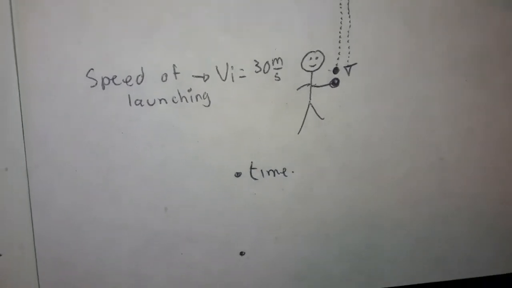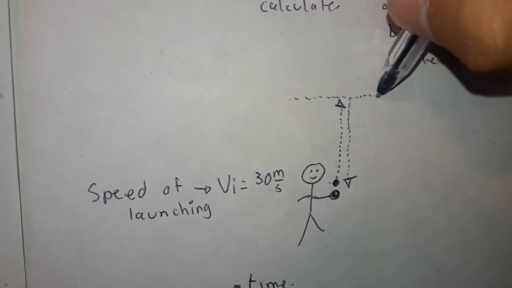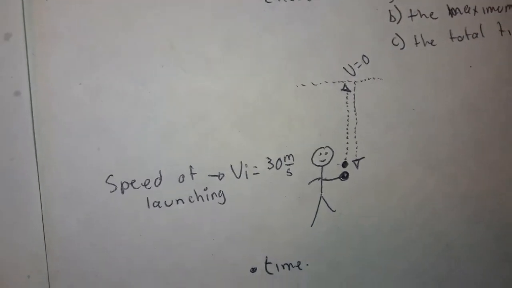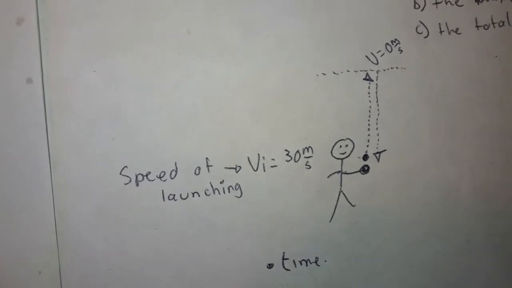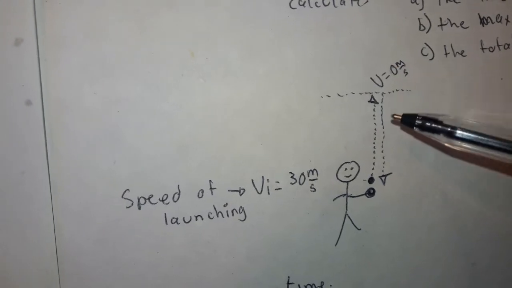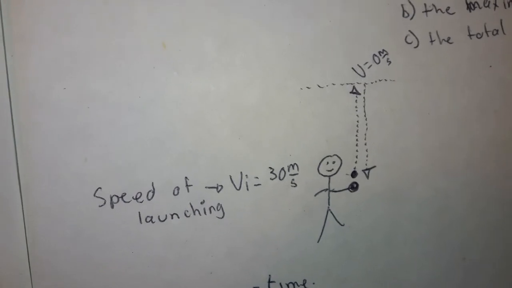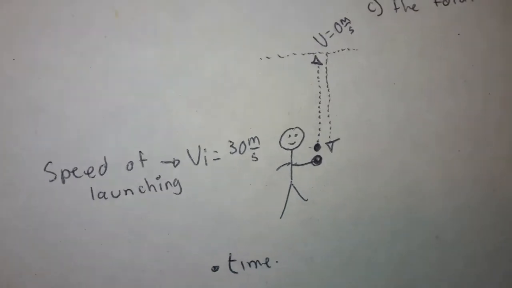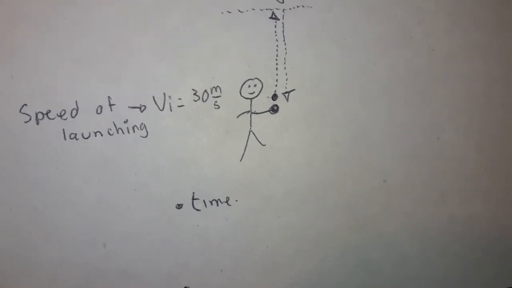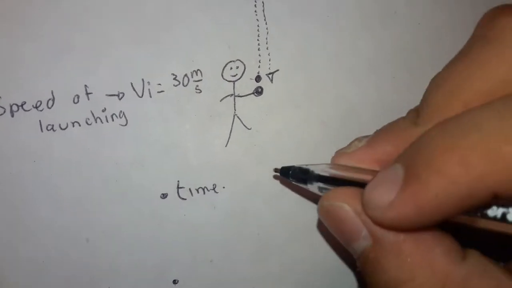Remember I just told you, the speed in this position is zero. So we can take this zero as the final speed when it goes up or the initial speed when it goes down. It doesn't matter how you want to have it, that zero is already there. This is important because to calculate the time, that is the first question, you need to understand it very well.